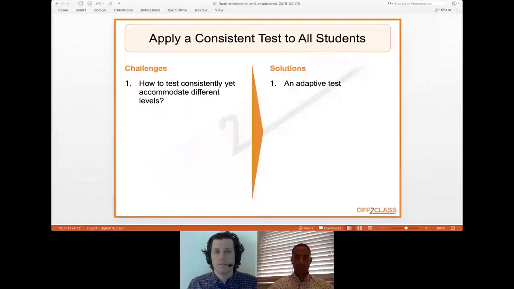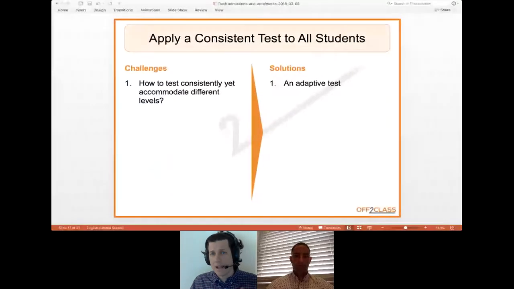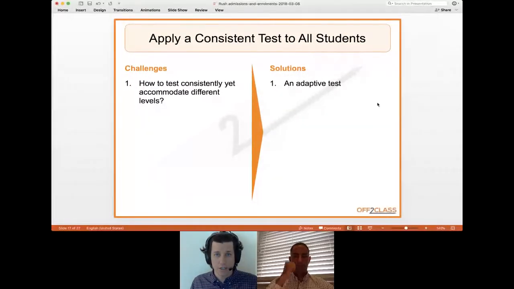So what I'd like to do at this point is get into the meat. And the meat being, in order to design a placement test or an onboarding process that's going to be effective for all students, we've laid out 9 key points. And we've laid out these 9 key points in the form of a challenge and what the solution could be. So these come under 3 separate umbrellas. The first umbrella is applying a consistent test to all students, which has 3 distinct challenges.